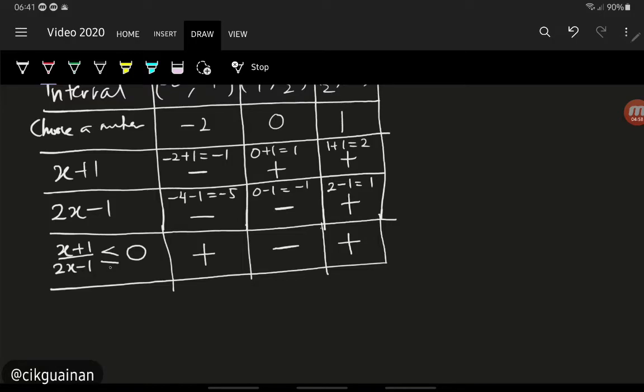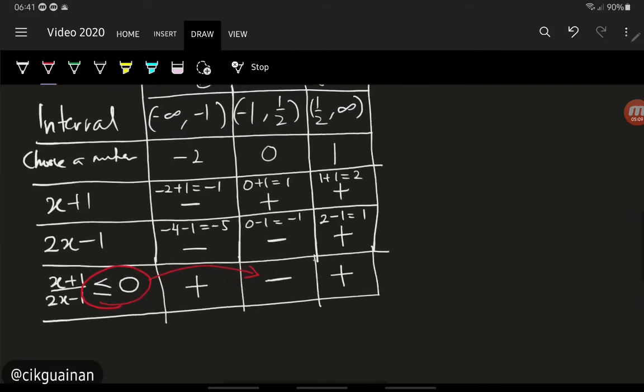Now, what we want is less than 0, which means a negative value, a negative sign. So we are going to look for the interval that has a negative value. This is the one, the middle one. So what is the interval? Look at the interval in the box. This is our answer.